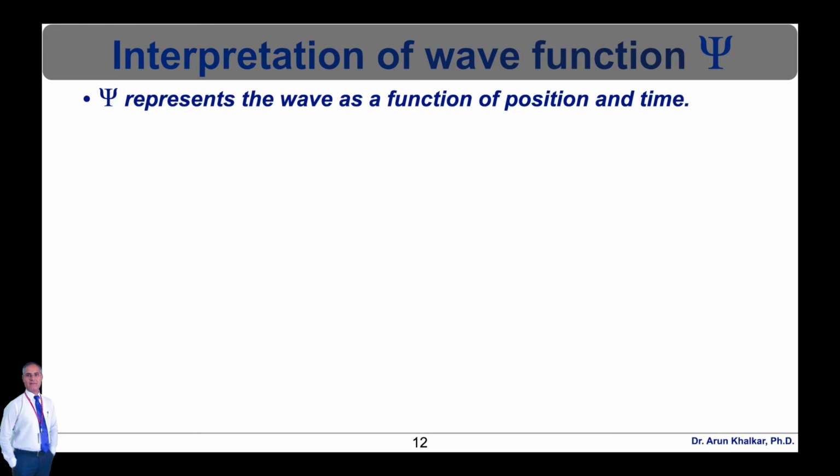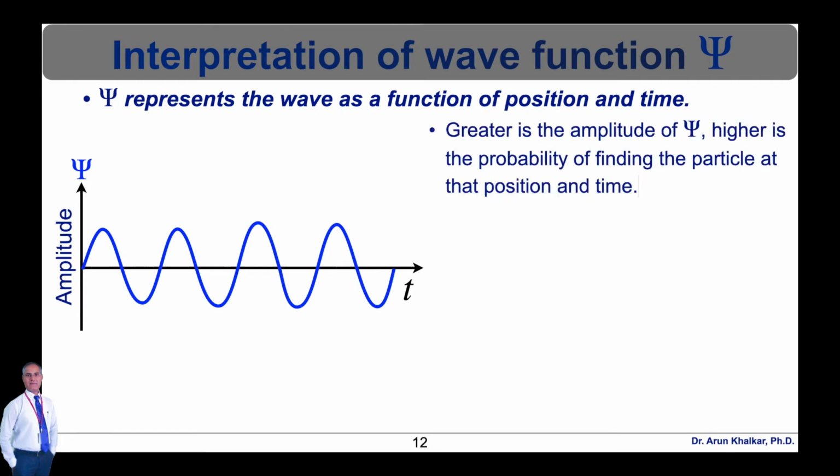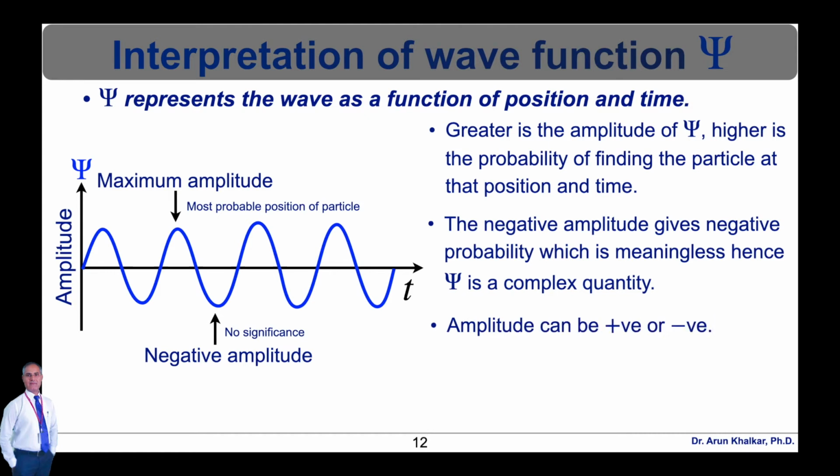Psi represents the wave as a function of position and time. So this is one very important parameter: the greater the amplitude of wave function psi, the higher the probability of finding the particle at that position and time. Amplitude can be positive or negative. Therefore, a negative amplitude gives rise to negative probability, which is meaningless. Thus, wave function psi is a complex mathematical quantity. It has no direct physical significance and cannot therefore be measured experimentally.